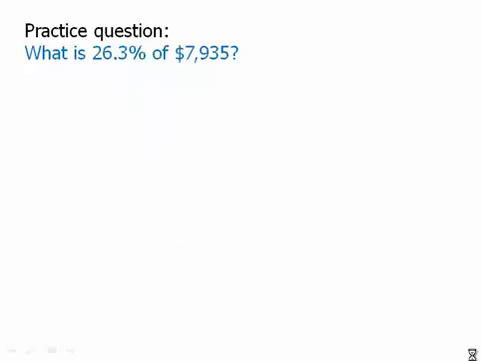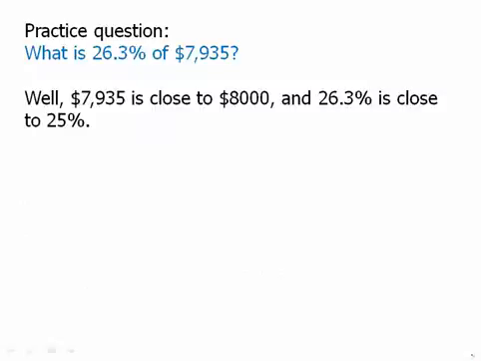So let's just look at these numbers. That dollar amount, $79.35, is awfully close to $8,000. I'm just going to call it $8,000. We round it up a little bit. 26.3 is close to 25%, a nice round number again. We round it down. We hope that rounding up and rounding down are going to roughly cancel out there.